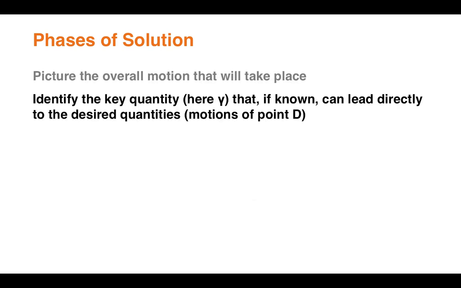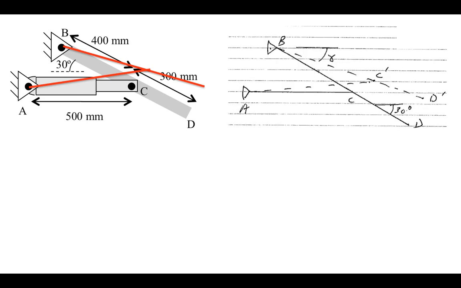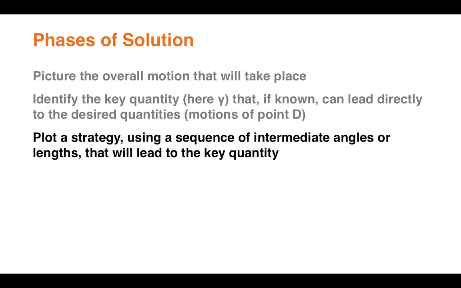So now we're at the next phase. We need to identify a key quantity that will lead to the desired displacements of the point D. So we show the mechanism here again, and we show how it changes as AC extends. We draw lines corresponding to the initial and the final positions of the members. We know the initial angle of 30 degrees of BCD. If we knew the final angle, here called gamma of BCD, then we could find the displacements because we know the length BCD. So what's a strategy for finding gamma?